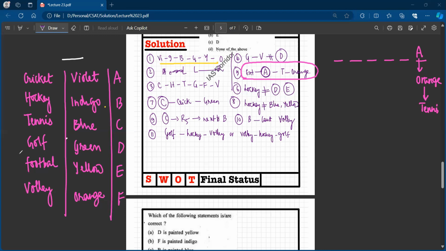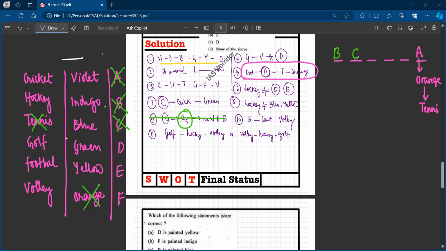Got it? Now see, A is gone, tennis is gone, orange is gone. Now we have a code here R5, fifth from the right hand side. So this will be C. If C is here, it is next to B, so B has to be here. Anything that you know about C? So we have done this statement also. So C is gone, B is gone.